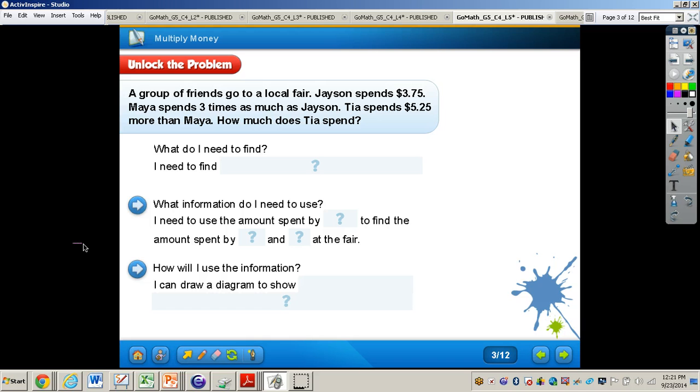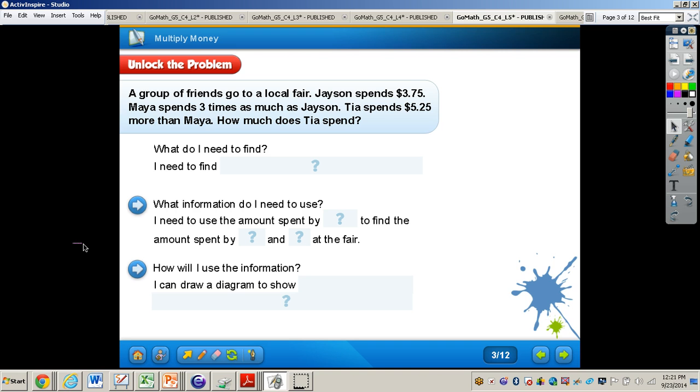So we can see a group of friends go to a local fair. Jason spends $3.75. Maya spends 3 times as much as Jason. Tia spends $5.25 more than Maya. How much does Tia spend? Now we're going to use the graphic organizer below to help us solve the problem.